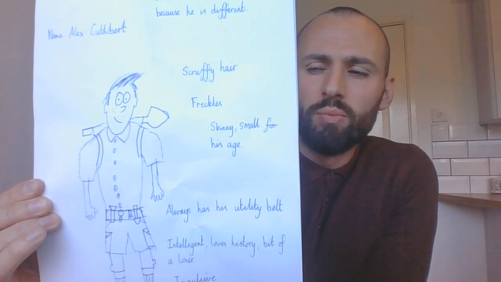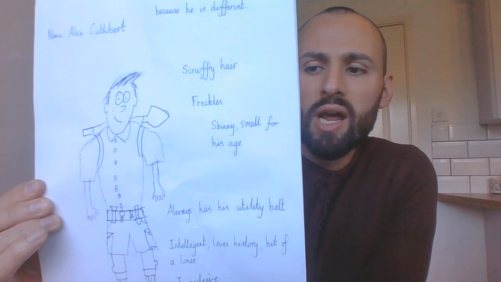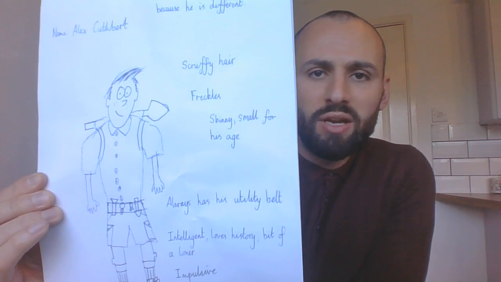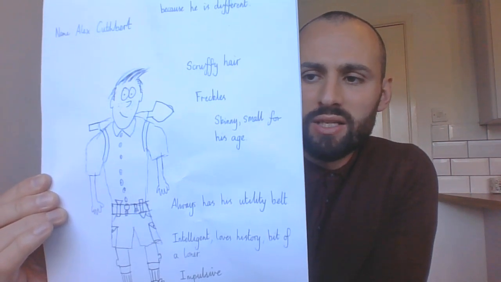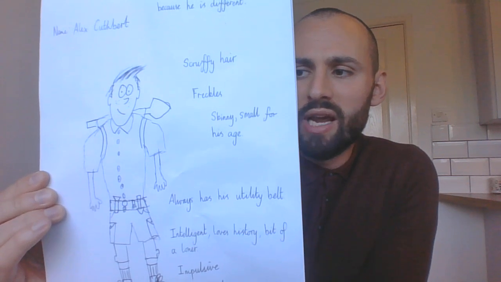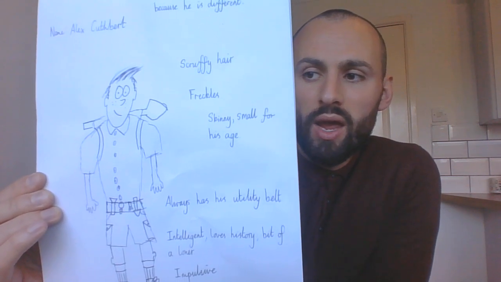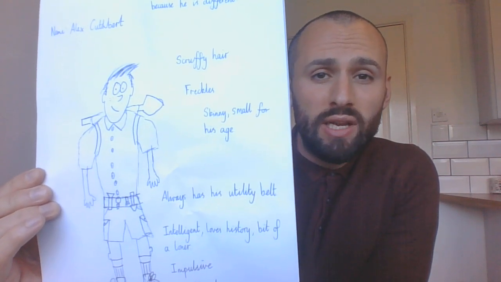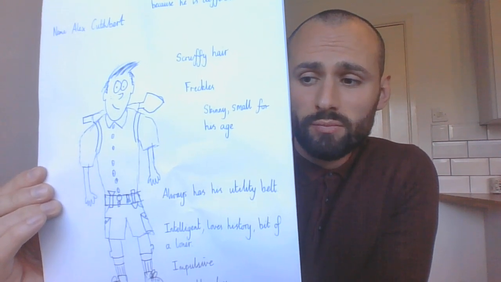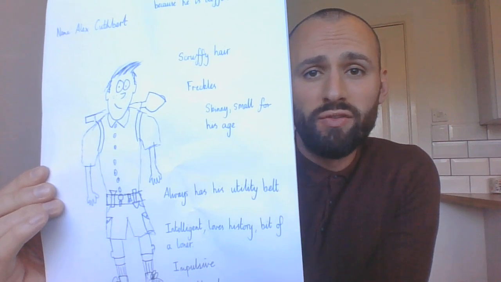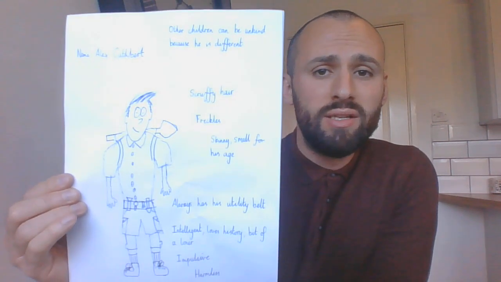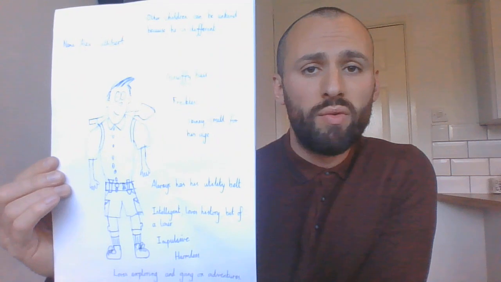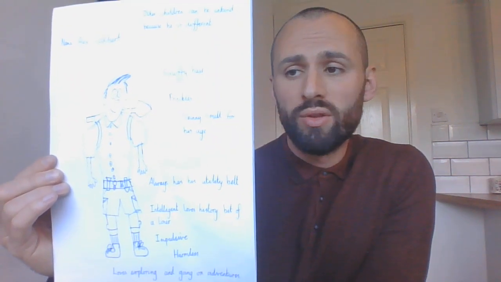Personality-wise, he's intelligent with a particular passion for history. He's impulsive, doesn't think before he acts. And that's related to the fact he loves exploring and going on dangerous adventures. He's also harmless, and he's a bit of a loner, which is linked to how others treat him. They can be unkind because he's different, and he's never got time to settle into school because his parents are archaeologists, so he's always on the move.